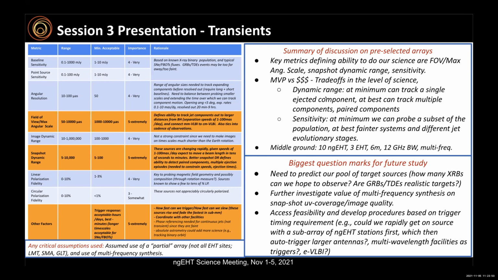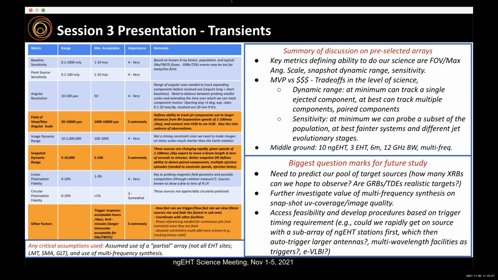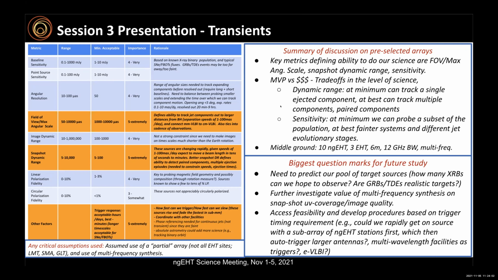Great. Thank you so much, Alex and team. Real quick question. When you said multi-frequency in your middle ground, did you mean all three? Did that include 86? Yes, yeah. So that included all three.